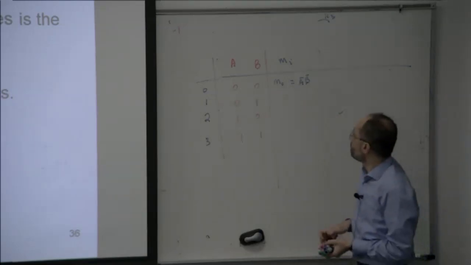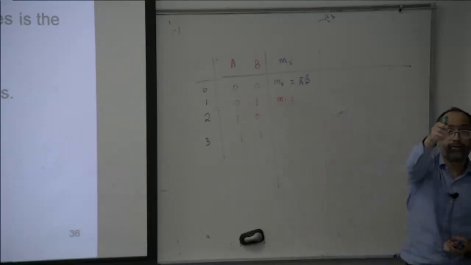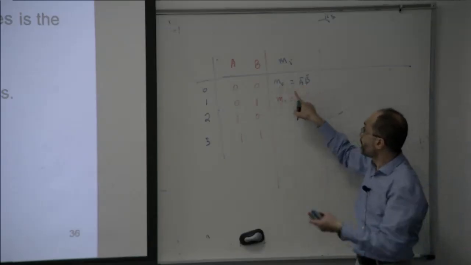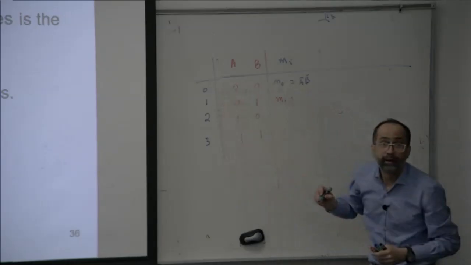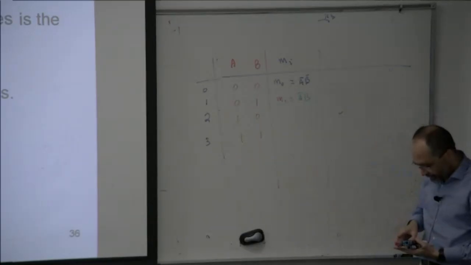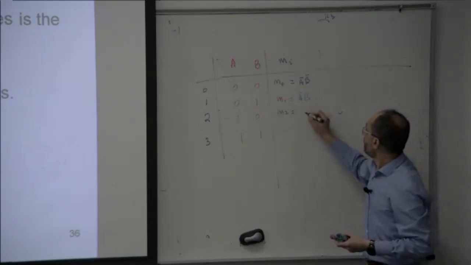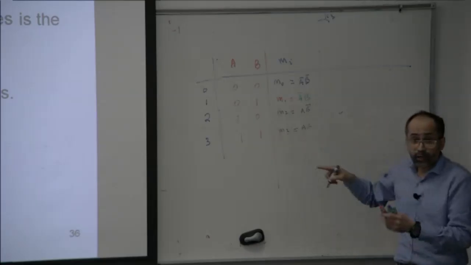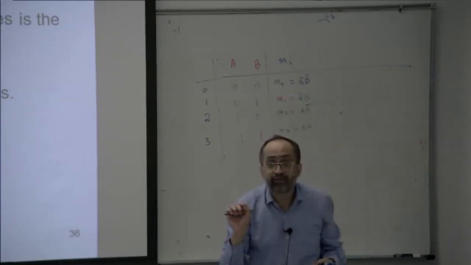May you please help me? What will be M1? M0 is A bar B bar. Why? Because we have 0 here and 0 here. A bar B bar. Then what is M1? Very good. You are taking interest. Thank you very much. And then can you help me again? What is M2? A B bar. Very good. And what is M3? A B. So can you see? This small m stands for minterm.